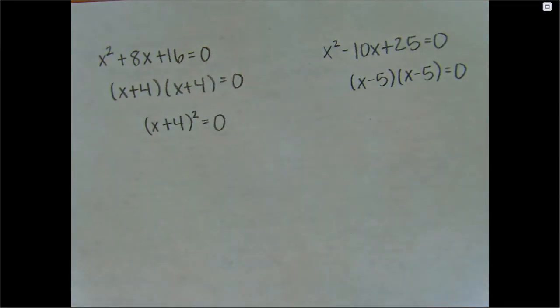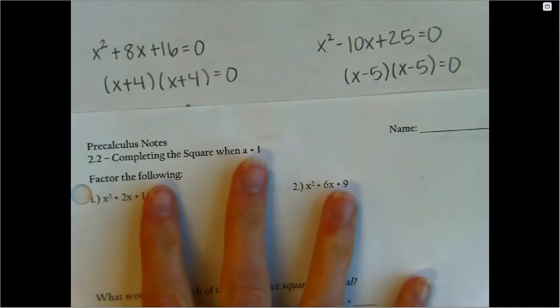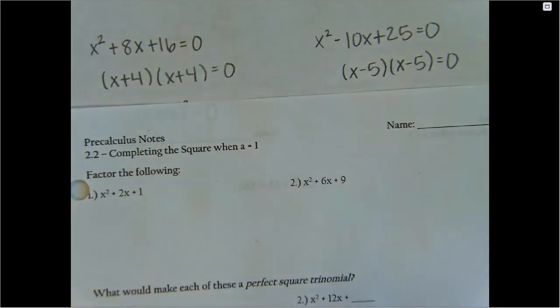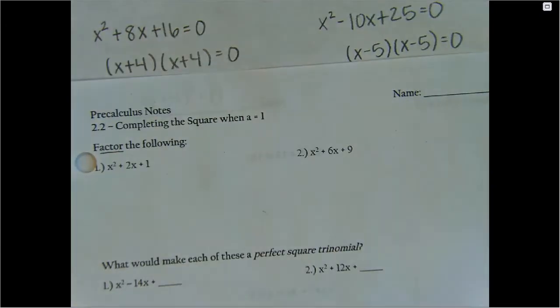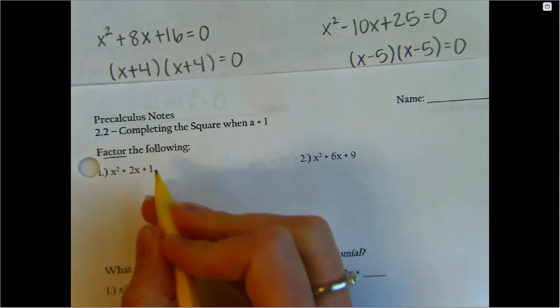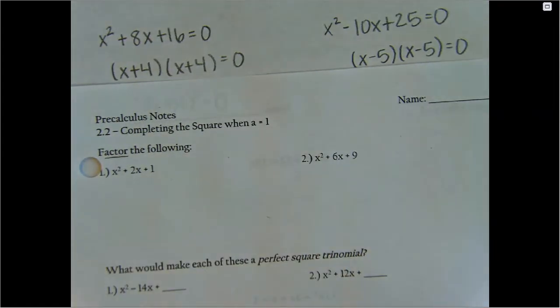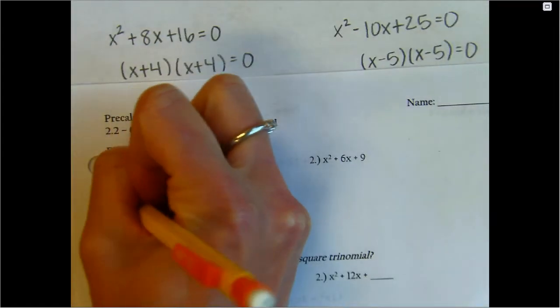Okay, so on your notes, that's kind of what this first little part illustrates. It says factor the following: x squared plus 2x plus 1. And we're just factoring. I just want the quantities that are in parentheses. We're not going to solve quite yet. So when we do this, we're looking, okay, what two numbers multiply to 1 and add to 2? Okay, well, that would be 1 and 1.